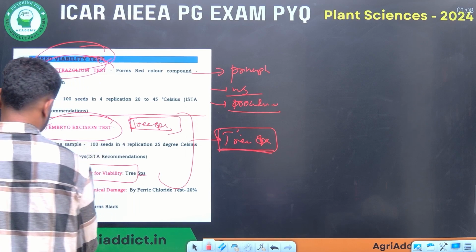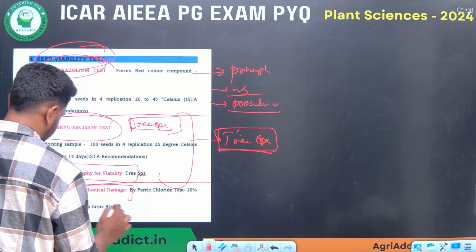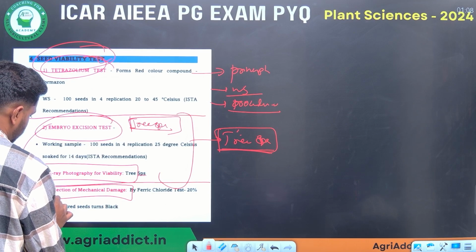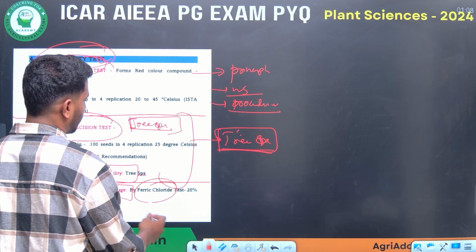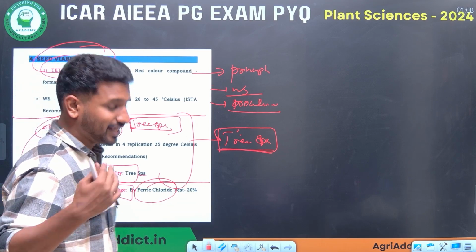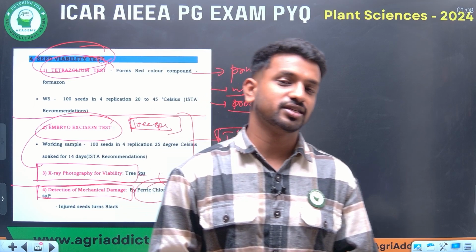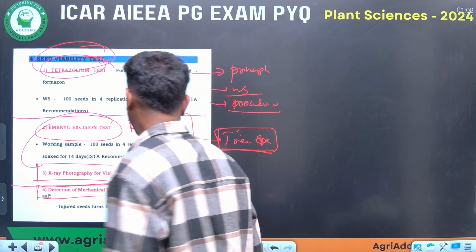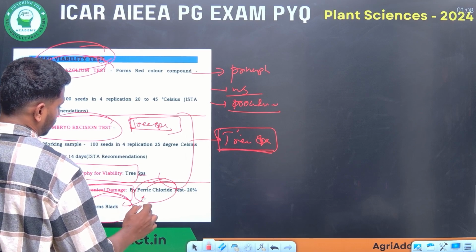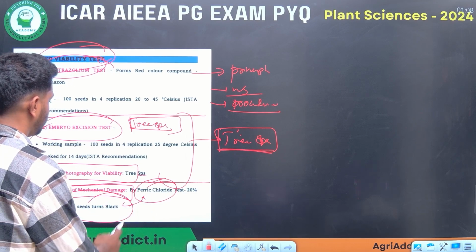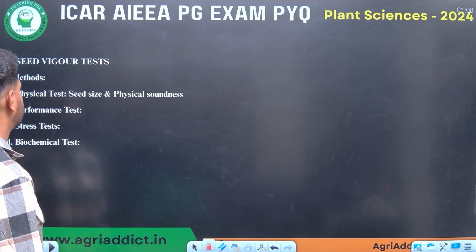And next, it is not actually included in that viability test. This is one more different test which we use. It is detection of mechanical damage, and here the ferric chloride test is used. If in the exam they ask which test is used to detect the mechanical damage in the seeds, remember, it is ferric chloride test, where the injured seeds upon exposure to ferric chloride turn black. That's it. Okay.